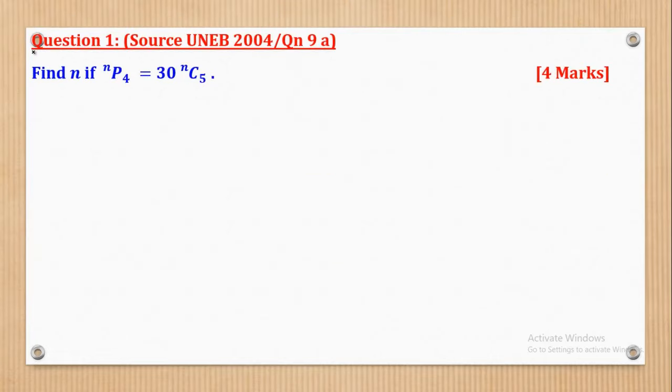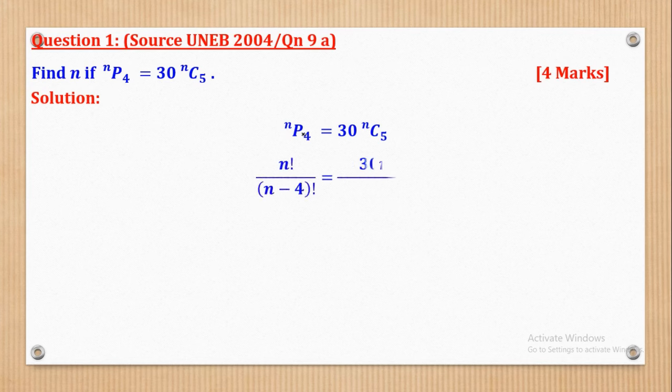So let's go through some of the questions from UNEB. Question 1 came from UNEB 2004, paper 1, question 9A, and says, find n if n permutation 4 is equal to 30 times n combination 5. The good thing is we know the formula for permutation and for combination. But there's 30 here, that's why you see a 30 there.